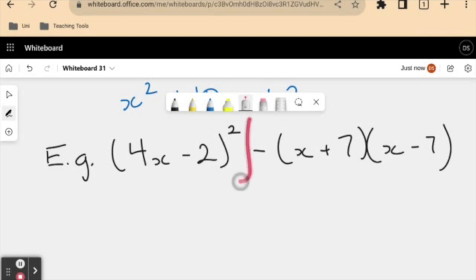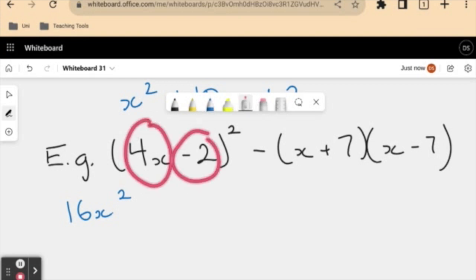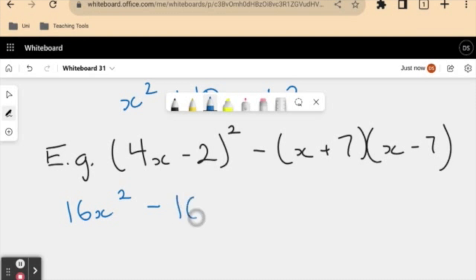So we have a perfect square here, which we can expand to, well, our first term squared, we're going to get 16x squared. And then two lots of the product of our elements of our binomial, we end up getting negative 8x when we multiply those two, and then multiply by 2 again, we get negative 16x. And then we're going to add this negative 2 squared, which gives us 4.